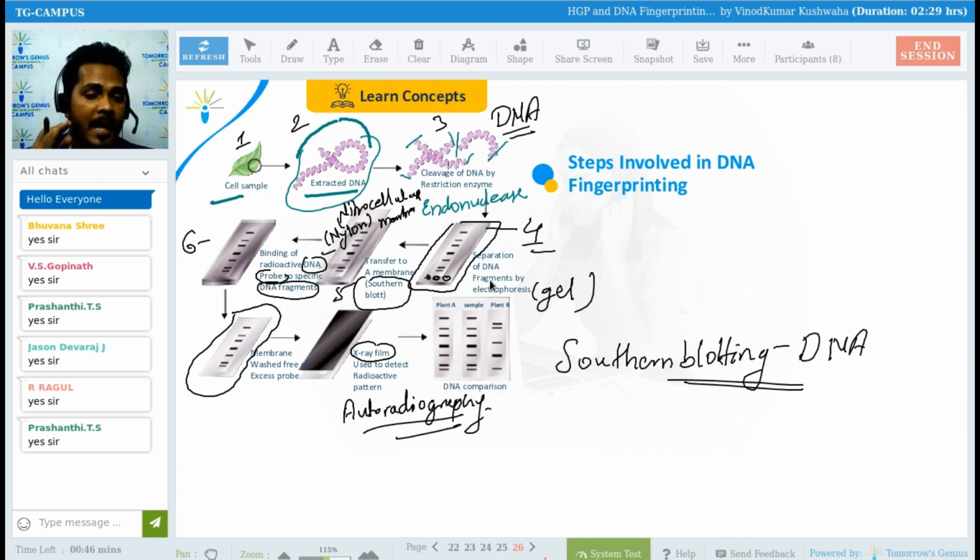So the dark band on the X-ray film represents the DNA fingerprinting. You can see this band here. Can you see this band? This is what the band represents, the DNA fingerprints, or it is called DNA profiling. Is this clear?